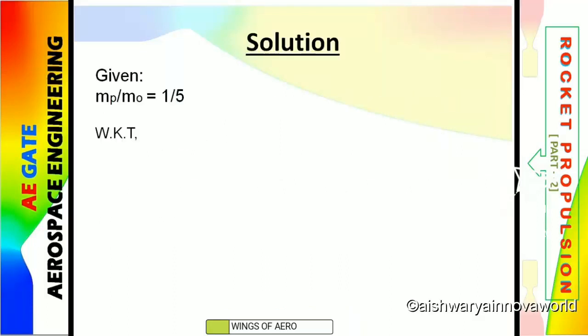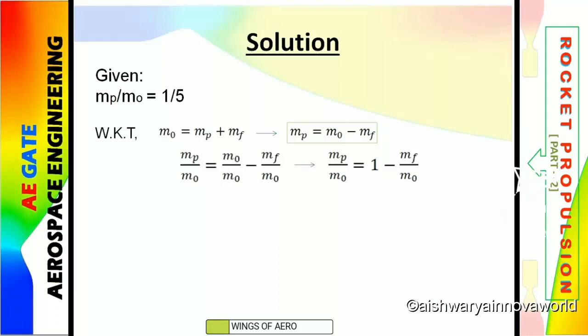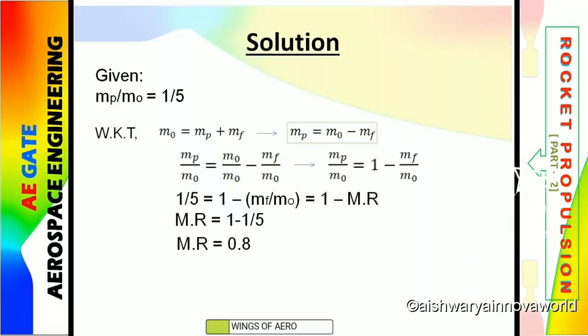See the solution here, the given data is given. We know the basic fundamental formula, that is M0 equals MP plus MF. So from there we can write MP equals M0 minus MF. Dividing the entire equation by M0, we get this equation, and our given data is MP by M0, and we need to find MF by M0. Very simple. You only need to remember the formula. So we get the answer, that's it.